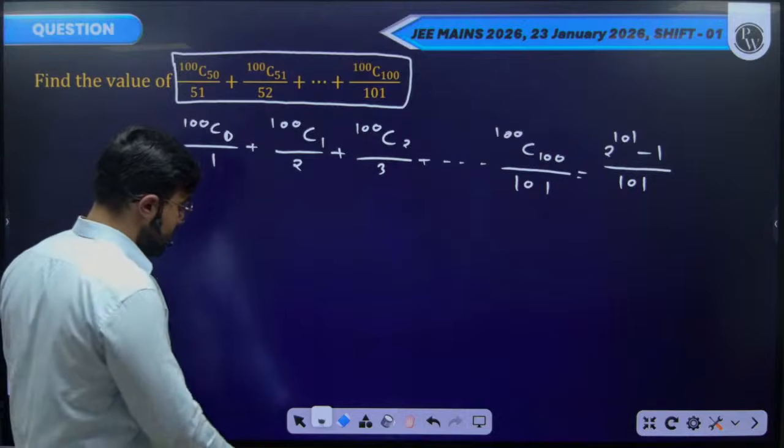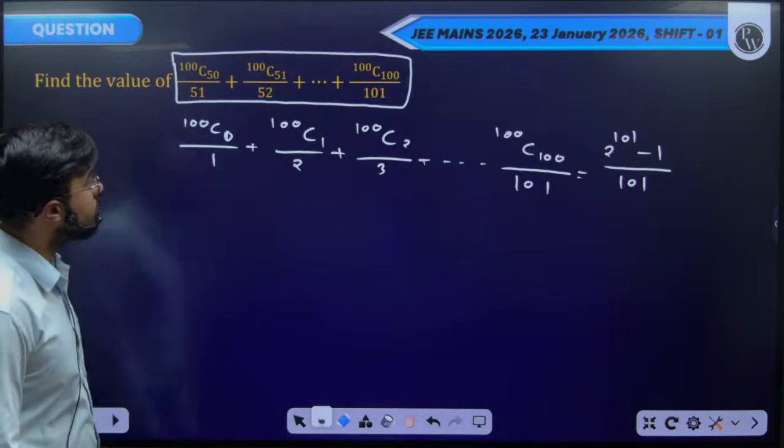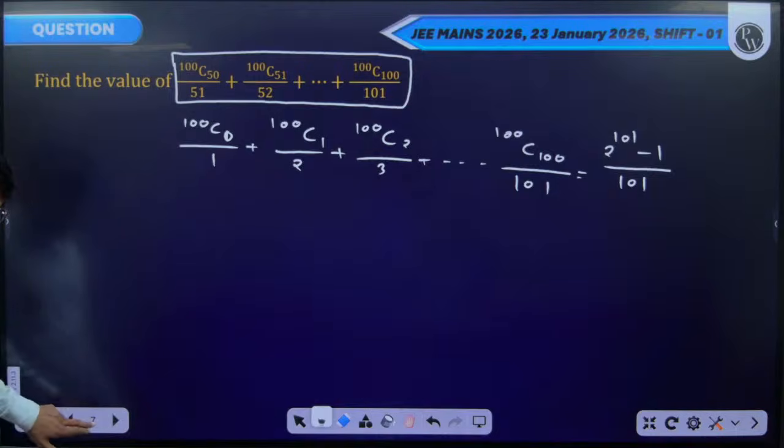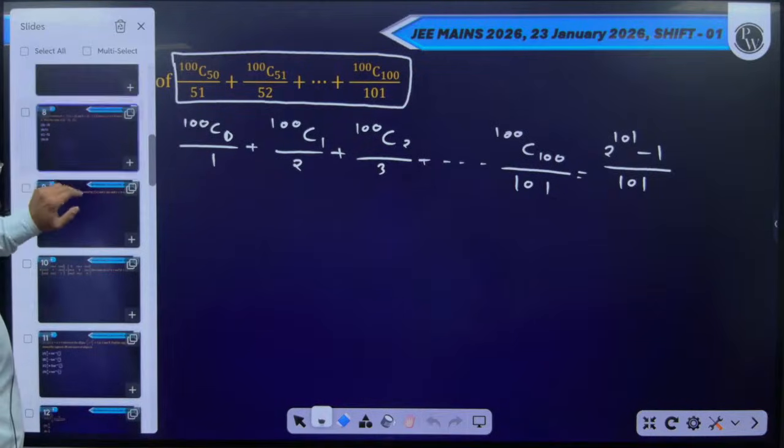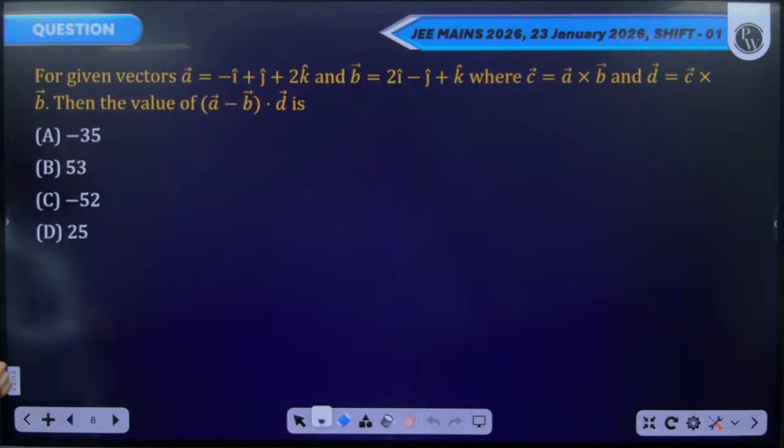So let's see. I think there is some mistake in this question. So we'll discuss this after. One more question. Let's see one more question. This question is from vector algebra.